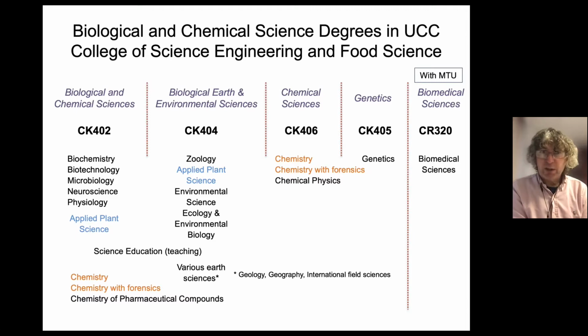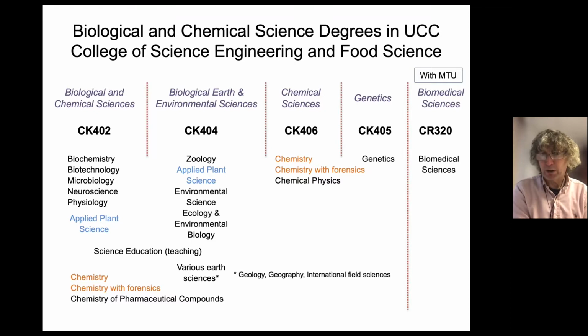What you can see, if you look at this, is that there is occasional overlap. So for example, if one wanted to do a degree in applied plant sciences, it is actually possible to do that through either the CK402 or the CK404 entry. Similarly, if you're interested in chemistry, you can do chemistry or chemistry with forensics, either by entering through Biological and Chemical Sciences, CK402, or Chemical Sciences, CK406.